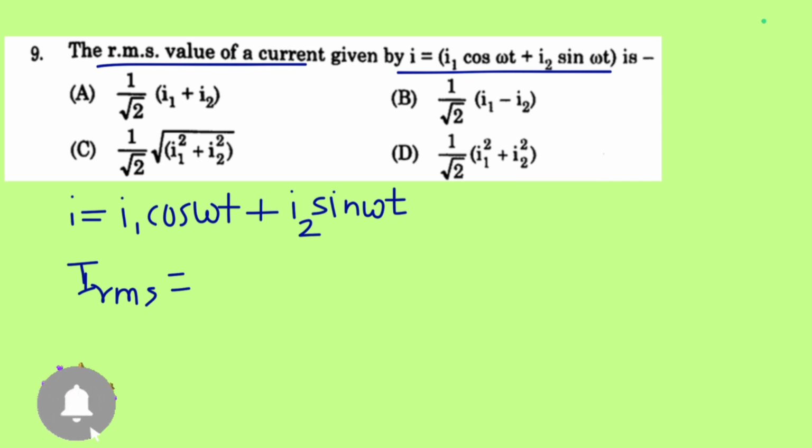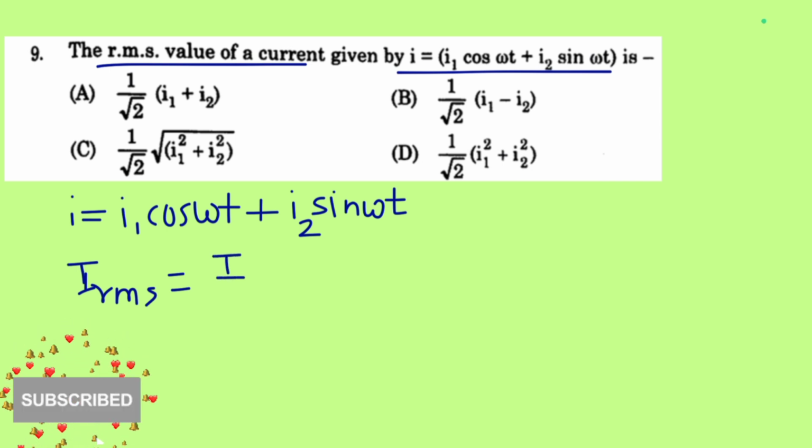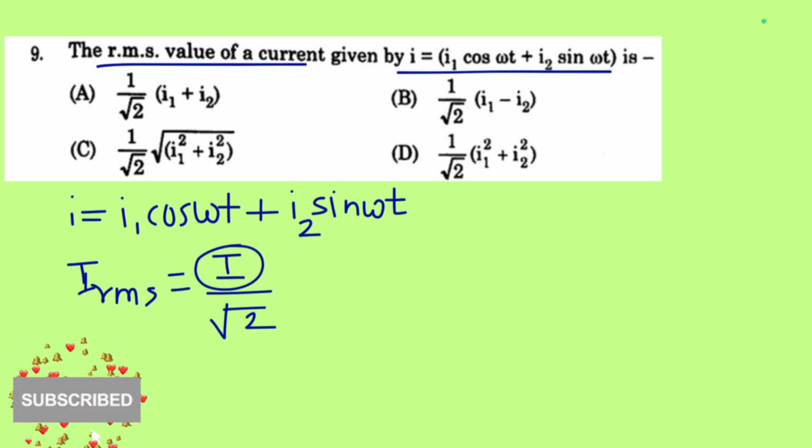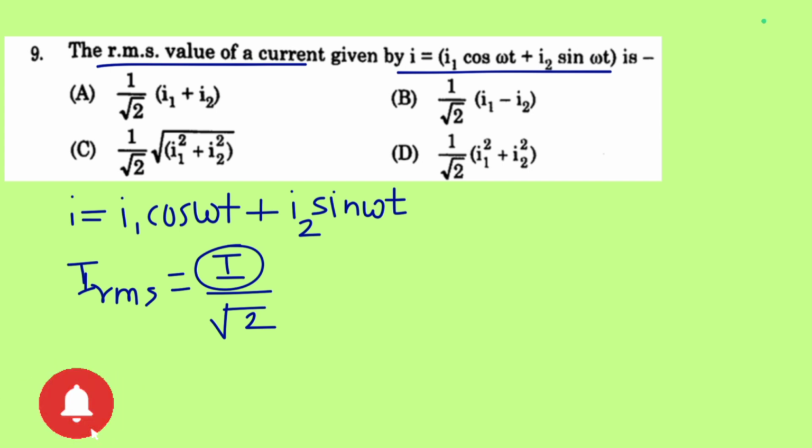Basically the RMS value is given by the complete amplitude of the current divided by √2. So first I will require the resultant current, or we can say the equivalent current or the peak current. First of all we are going to obtain that current here. Now basically we know that for the instantaneous value of an AC current, we usually write I equal to I naught cos omega t, or I equal to I naught sin omega t.